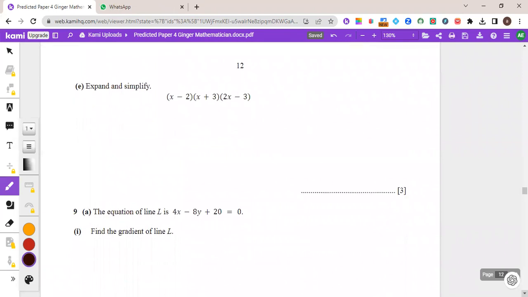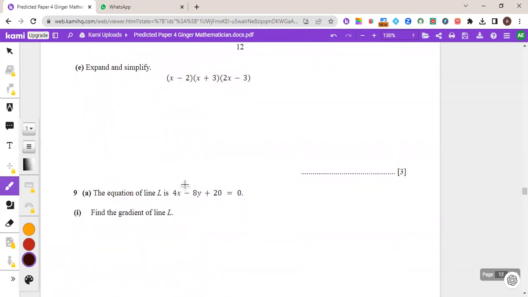Fine. Bravo Shorouk. Expand. Come on Shorouk. Where is Shorouk, guys? So x squared plus x minus 6 times 2x minus 3. Then expand again.